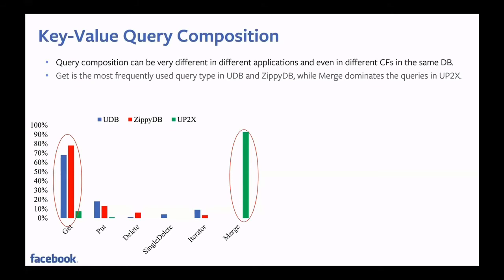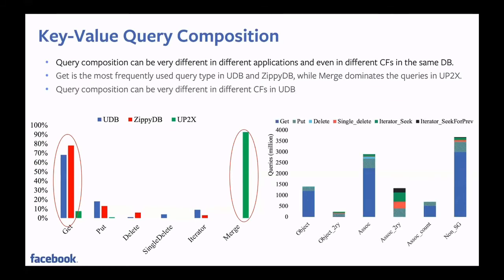And for one RocksDB instance, we could have different column families. You can see, even inside the same DB, different column families can have different query compositions. For example, in the UDB use case, object is the vertices, or vertex in the social graph. We do a lot of point lookups, and some iterators, where we scan this graph. For example, how can we know someone is connected with you? We need to do a scan.